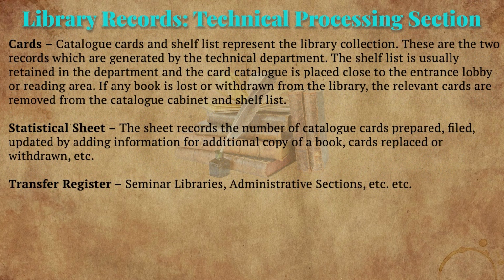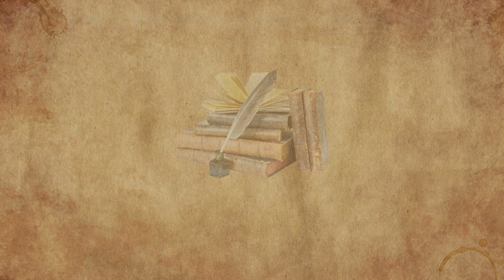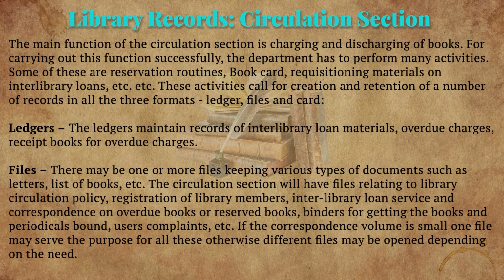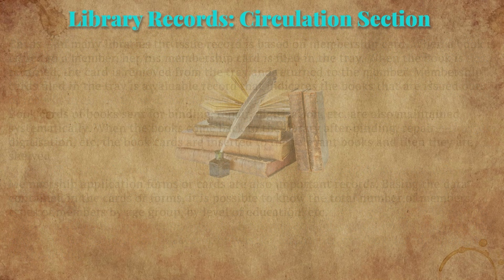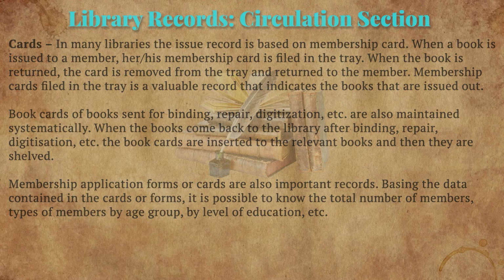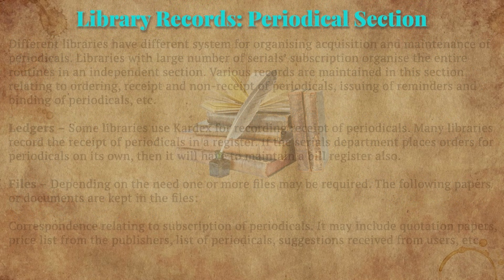In a library, after purchasing the book, they may send it to different sections of the different seminar libraries also, so there should be a transfer register. Then library records of the circulation section: likewise, circulation sections need to maintain different records, transaction register, transaction ledger, then files, book cards, library membership cards, acquisition, then duplicate card file, then applications, different forms, temporary forms, all these things will come together. Then the periodical section, likewise, they need to maintain some sort of files for them.